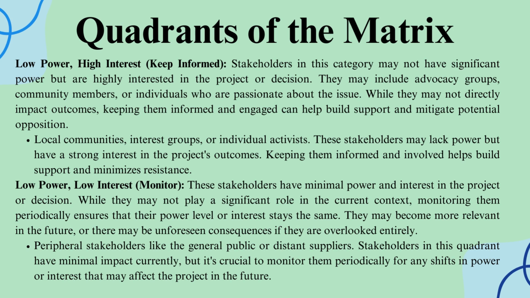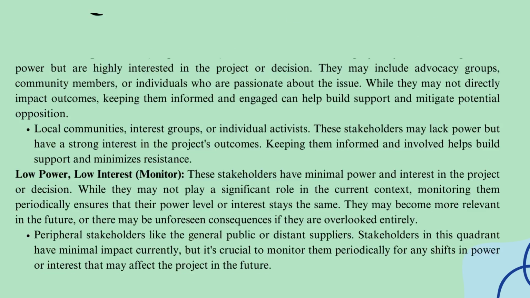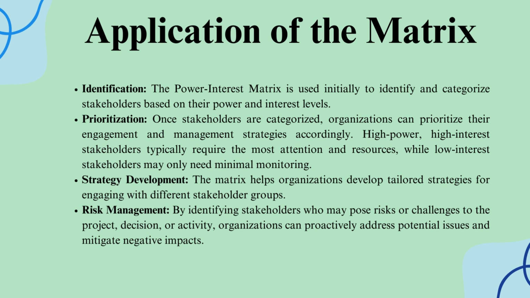Example: peripheral stakeholders like the general public or distant suppliers. Stakeholders in this quadrant have minimal impact currently, but it's crucial to monitor them periodically for any shifts in power or interest that may affect the project in the future. Let's see how to apply the matrix.